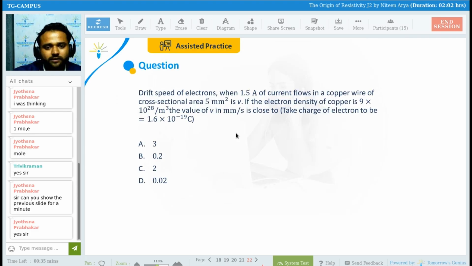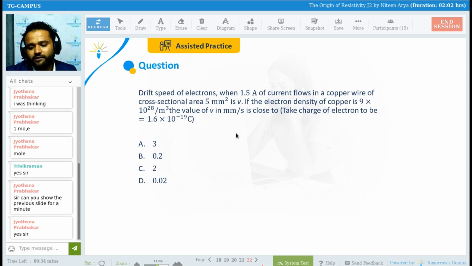Good. So this is your assisted practice, an easy one. The drift velocity of electrons when 1.5 ampere of current flows in a copper wire of given cross-sectional area. If the electron density of copper is this, the value of V in mm per second is close to what? Everything is given: current, area, and this is n, because you can see it is the number of electrons per unit volume. You need to find V, which is drift velocity. So tell me what is the answer.